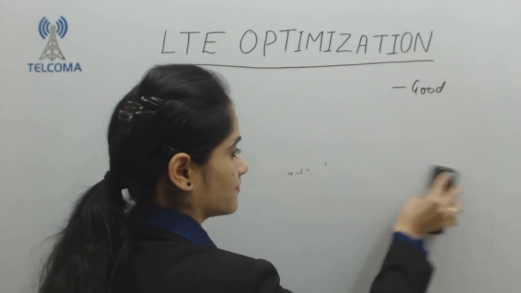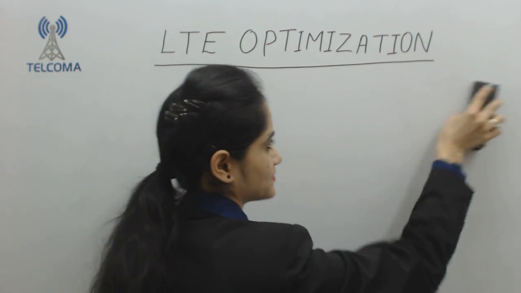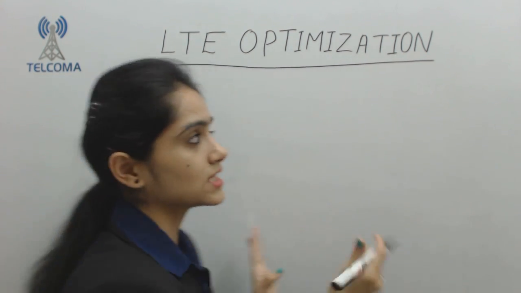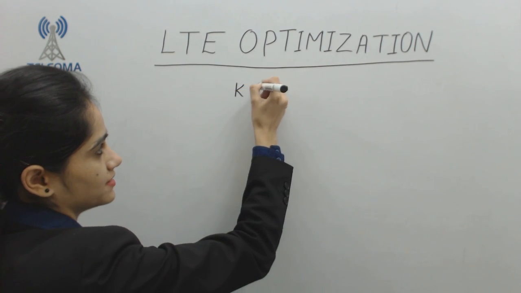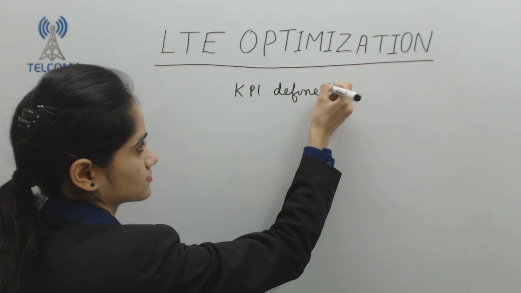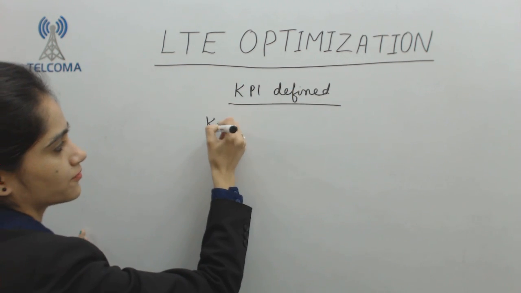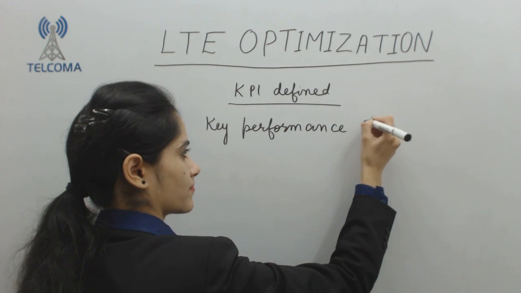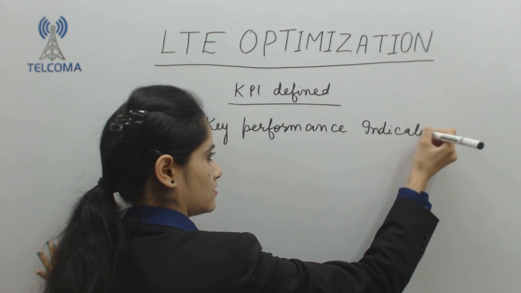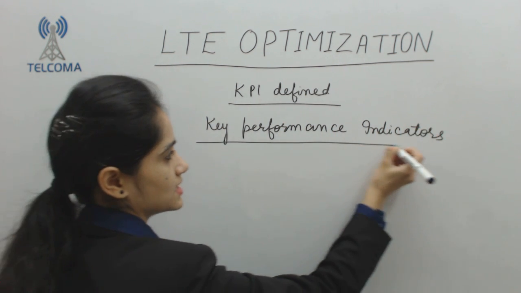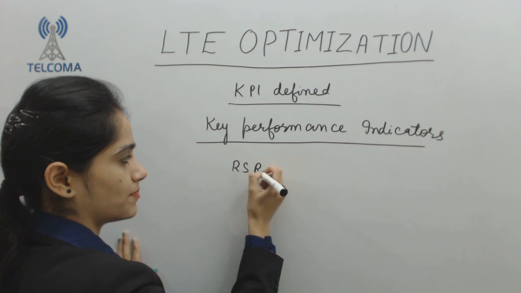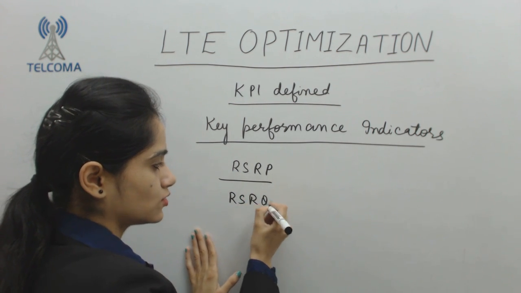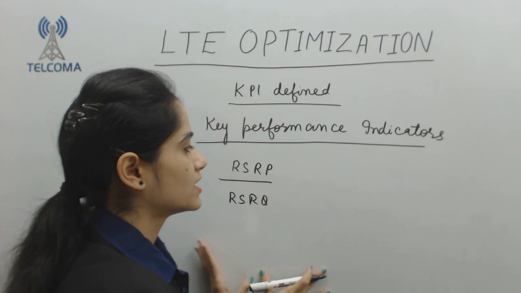As we have a number of parameters in our network, like RSRQ, each and every radio parameter has a KPI defined. KPIs are key performance indicators of each and every parameter, like RSRP and RSRQ. These are two parameters in our radio interface.